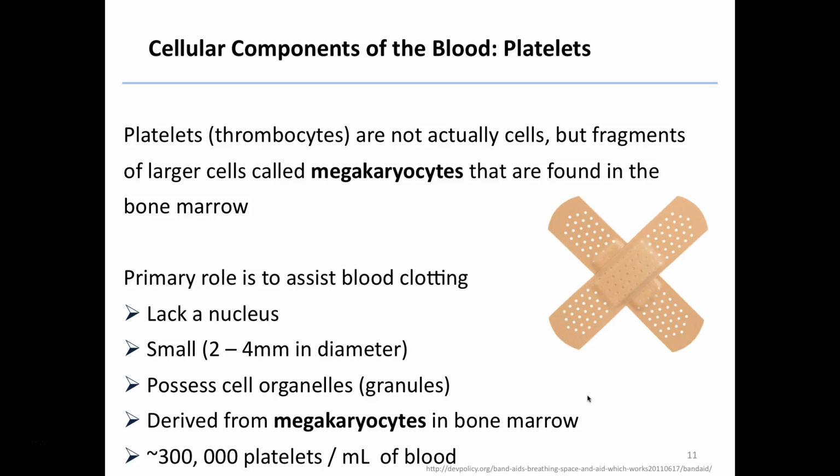are that it lacks a nucleus. It's small, it's 2 to 4, sorry, that should not be millimeters, that should be microns in diameter. They possess cell organelles, so they will have granules in their cytoplasm, and they're derived from these larger cells within the bone marrow. And there's approximately 300,000 platelets per ml of blood.